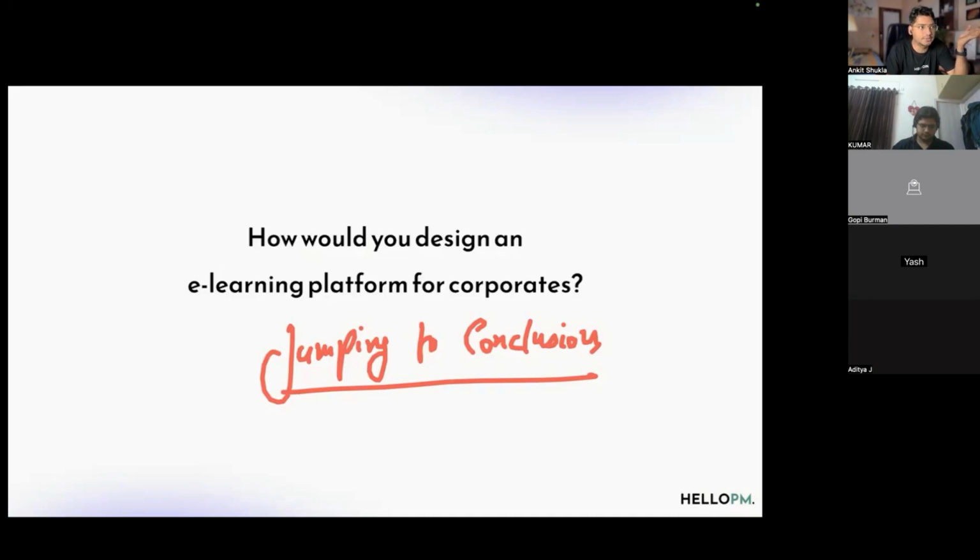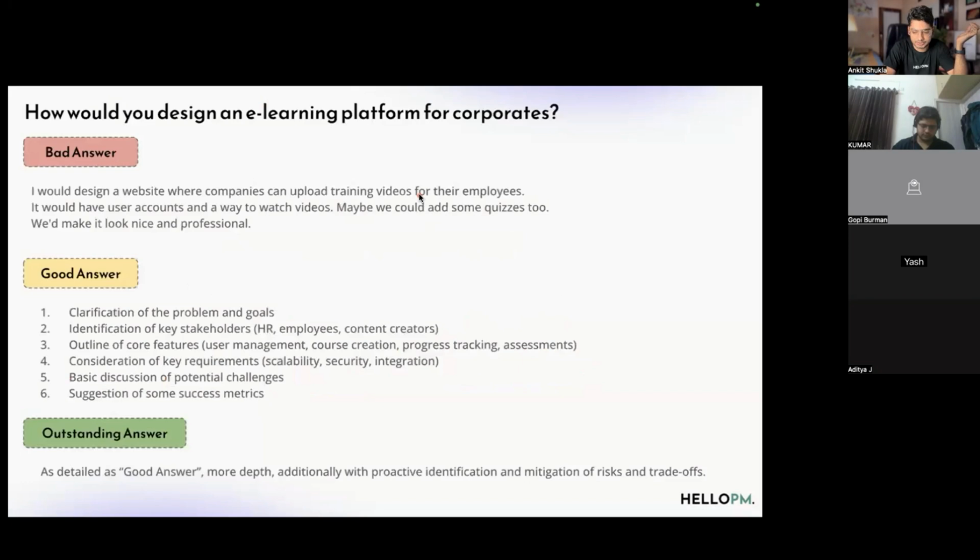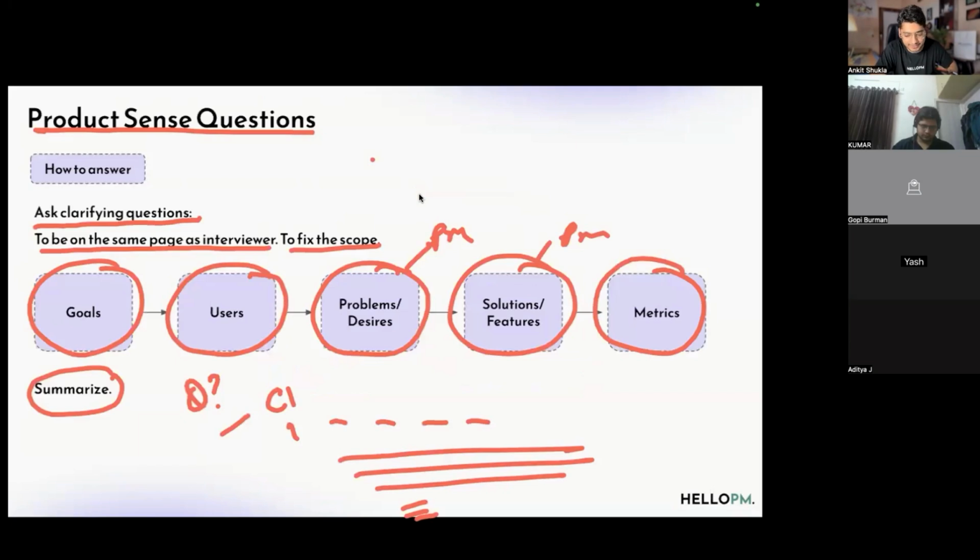So I'll tell you what is a bad answer for this question. Although in this session, because I've already told you the framework, you guys would not be giving the bad answer.